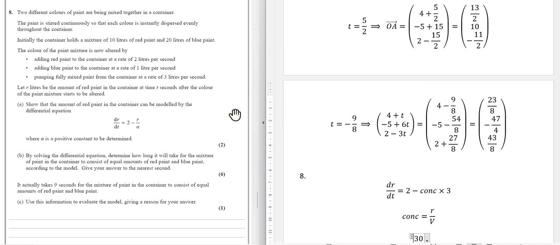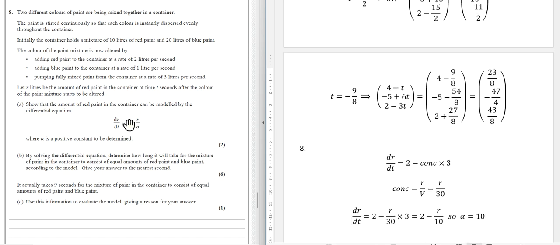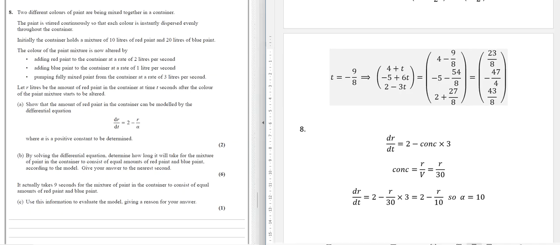And that means this becomes a bit nicer. R over V is R over 30. So dR by dt is equal to 2 minus R over 30 times 3, which is 2 minus R over 10. So the alpha in their equation is 10, and everything else matches what they've got. So I'm happy that I've done that correctly.